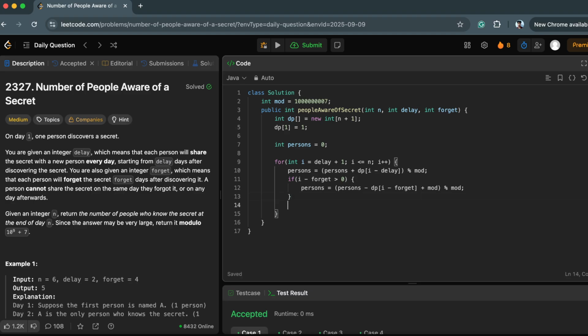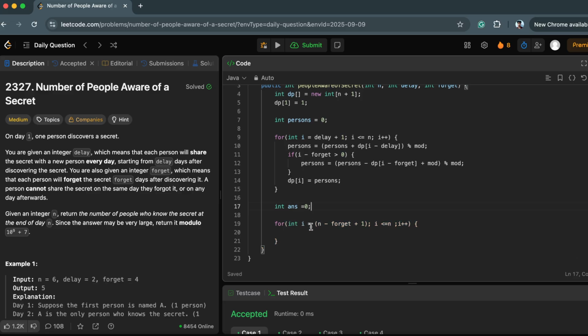Once we are done, we know how many new persons we have added. We have to simply update this into dp of i. Once we are done, again I have to run a for loop for i equals n minus forget plus 1. From that particular index onwards, all the new persons will not forget the information till the nth index. Those persons I have to consider here. So answer equals answer plus dp of i. Here again I have to apply the mod.